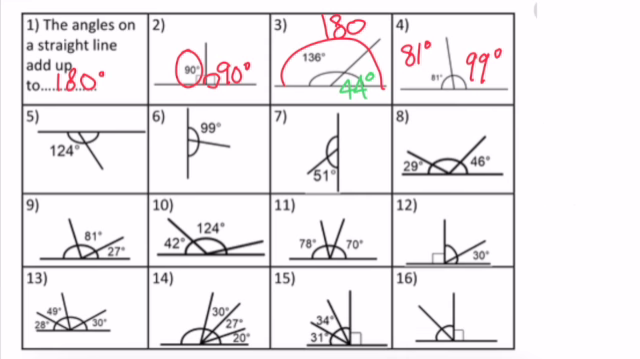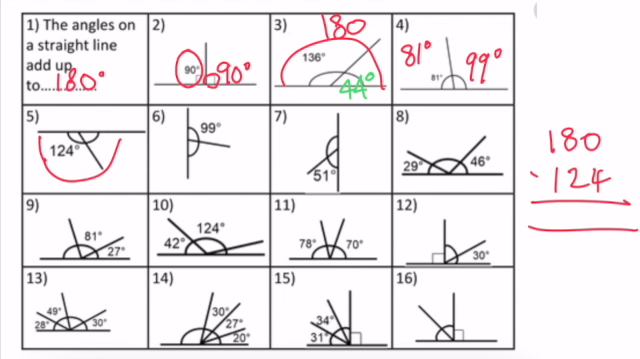Next up, for number 5, it's exactly the same except the straight line is facing downwards. So all of that there is 180. Press pause, then have a go. Okay, 180 take away 124. We can't do 0 subtract 4, so that becomes 7. 10 subtract 4 is 6. 7 subtract 2 is 5. 1 subtract 1 is 0. So the missing angle is 56 degrees. Have a go at number 6. Press pause, then we'll do it together.